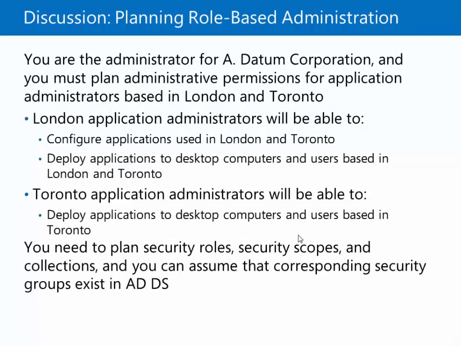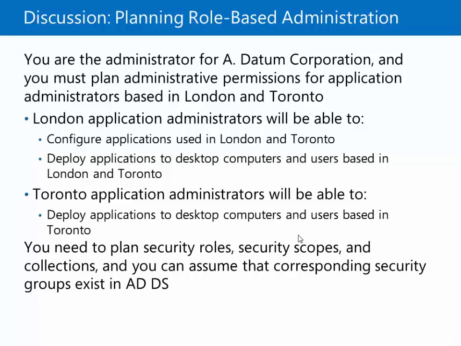So what you will do: I'll create one administrative user. For him, I'll give permission to manage the desktop computers of London as well as Toronto. I'll make him an application administrator, and I'll assign him the collections of London as well as Toronto. Then I'll make another administrator, and for him I'll assign the collection of only Toronto.